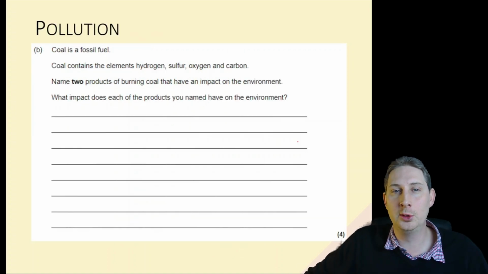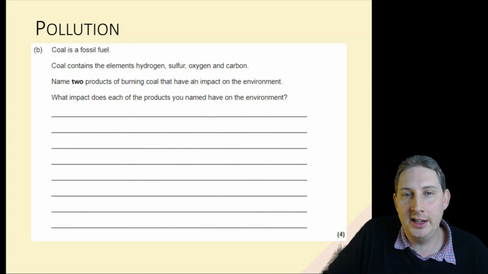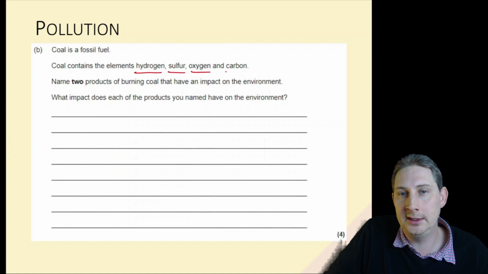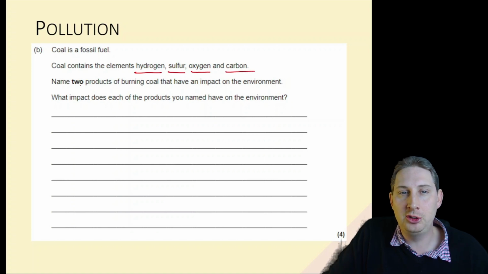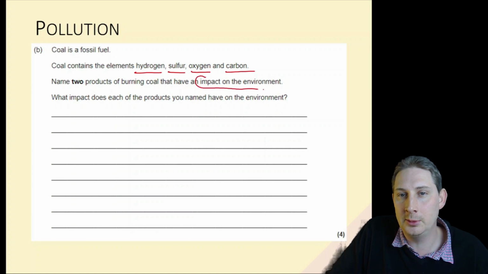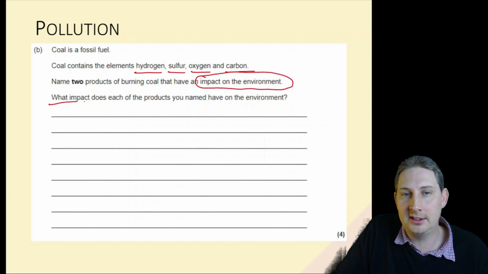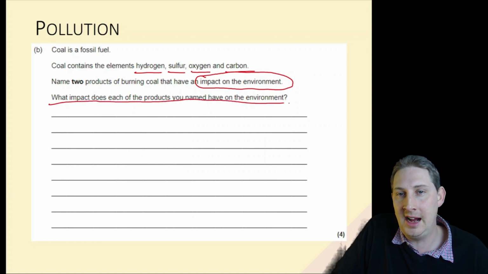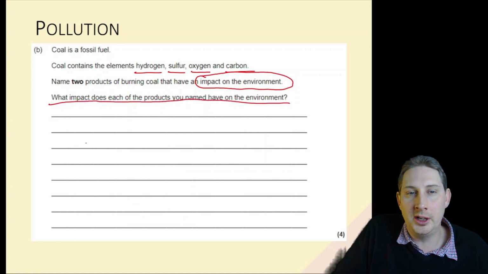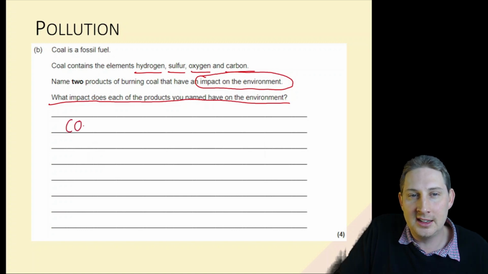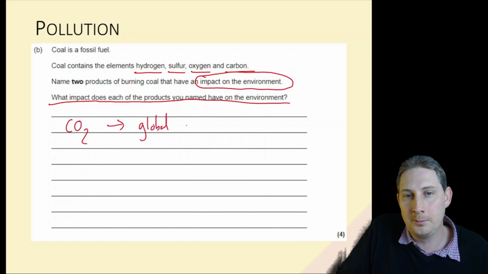Coal is a fossil fuel. Coal contains the elements hydrogen, sulfur, oxygen, and carbon. Name 2 products of burning coal that have an impact on the environment. So we need an impact on the environment. And what impact does each of the products you've named have on the environment? The one I'm not going to let you have, although that is on the mark scheme, which is too obvious, is that carbon dioxide causes global warming.